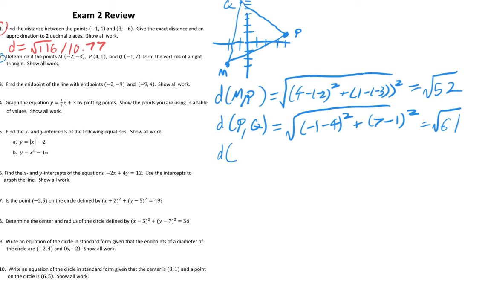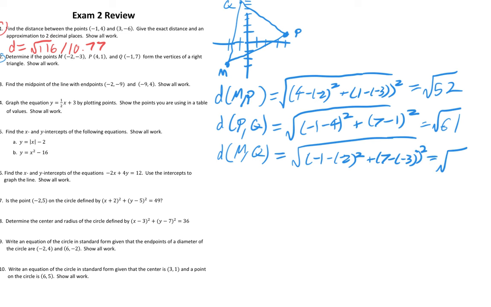Now I want to do the distance of M to Q. So we're going to have the square root of (-1 minus -2) squared plus (7 minus -3) squared. That's going to leave us with the square root of 101, meaning that our DMQ leg should be our hypotenuse.